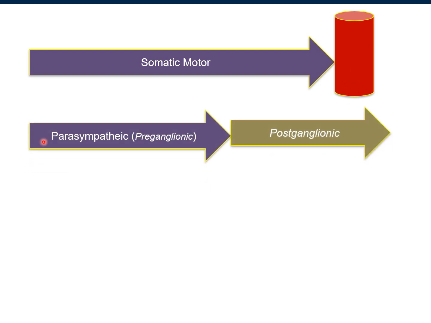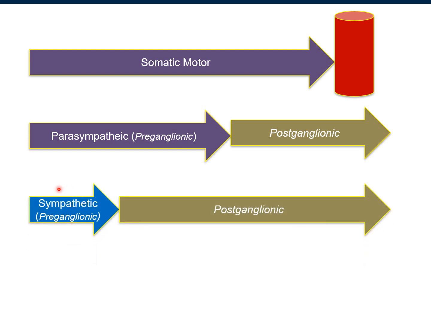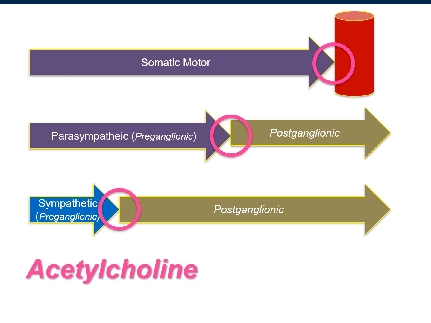And then we have our parasympathetic pathway, which is a long preganglionic neuron and a relatively short postganglionic neuron. And then here's our sympathetic, relatively short preganglionic, then we have a long postganglionic. And the first thing to notice is that here, the first synapse in that circuit, right here, the first synapse in this circuit, and right here, the first synapse in this circuit, all are acetylcholine.